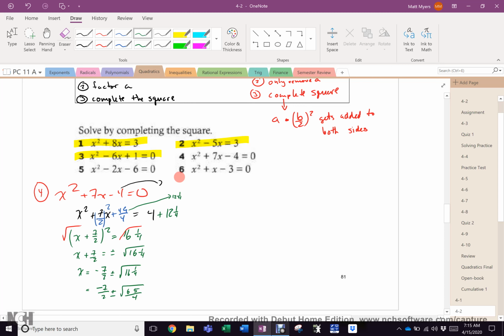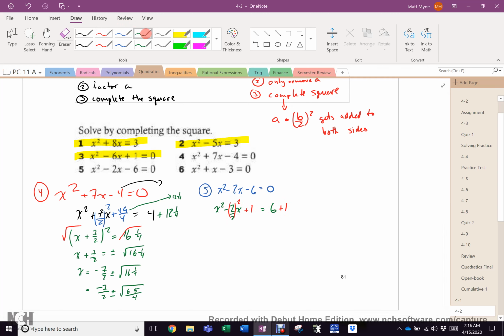Okay, we're back. Number 5. X squared minus 2x minus 6 equals 0. No factors of 6 that add to 2, so I complete the square. X squared minus 2x equals 6. And this one is easy because 2 divided by 2 is 1. And 1 squared is 1, so I've just added 1 to both sides.